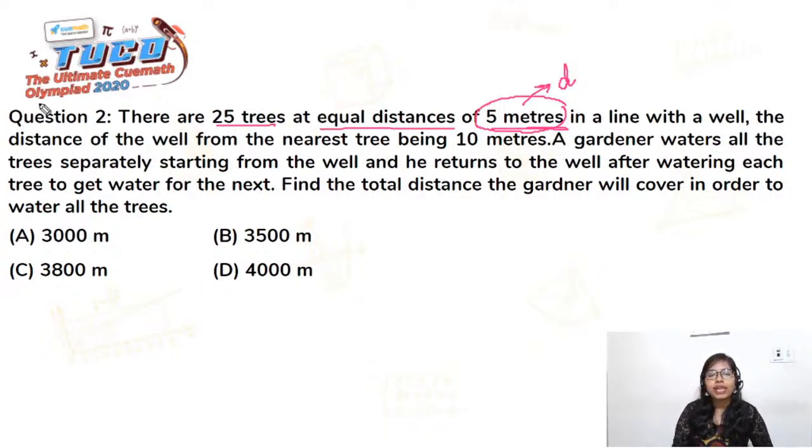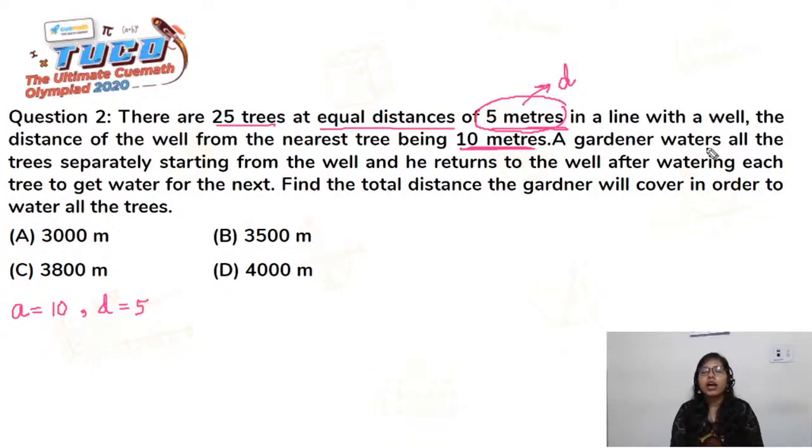In a line with a well, the distance of the well from the nearest tree is 10 meters. That means the first tree, the one nearest to the well, is placed at 10 meters. So I could say that this is nothing but A, and this is again nothing but A. So my value of A is 10, and my value of D is equal to 5.